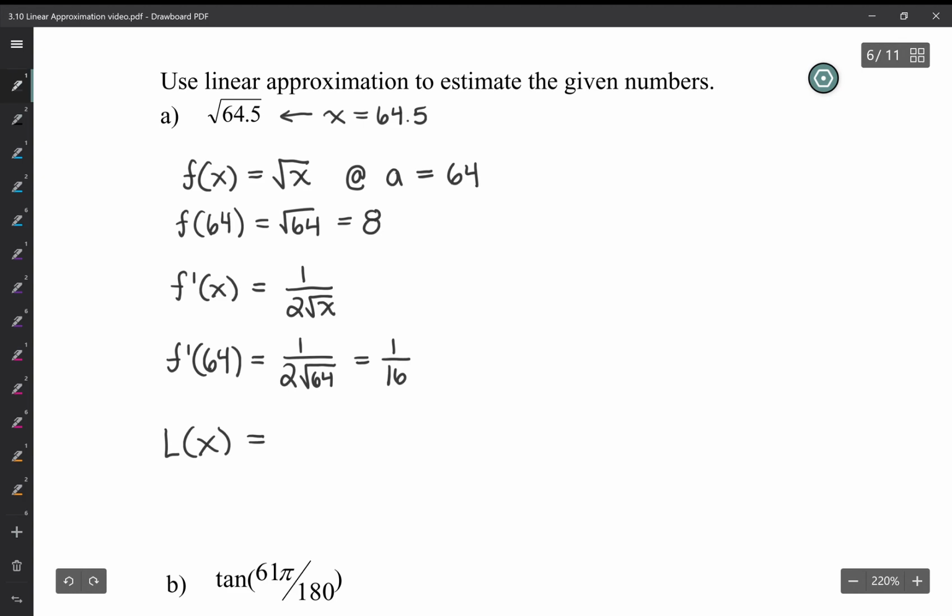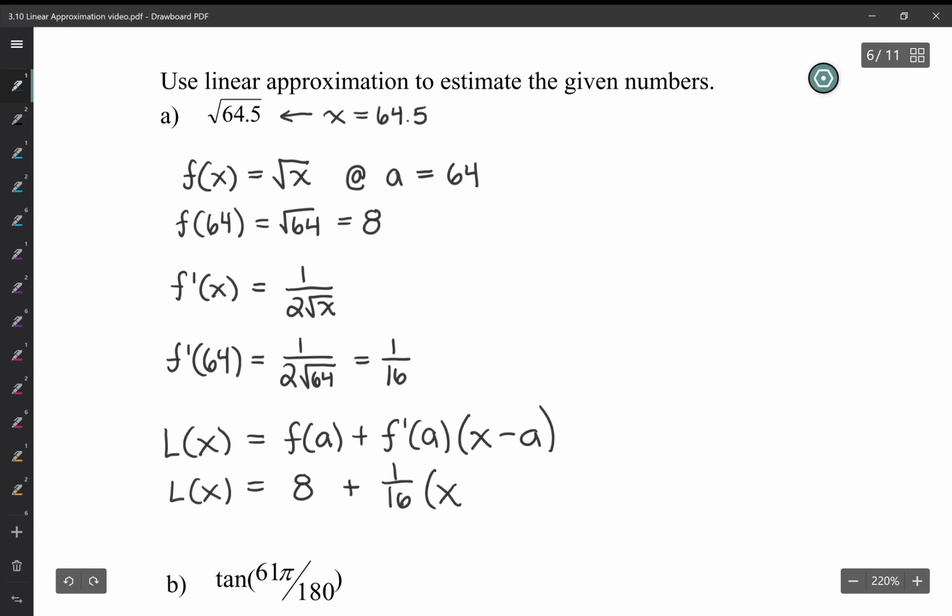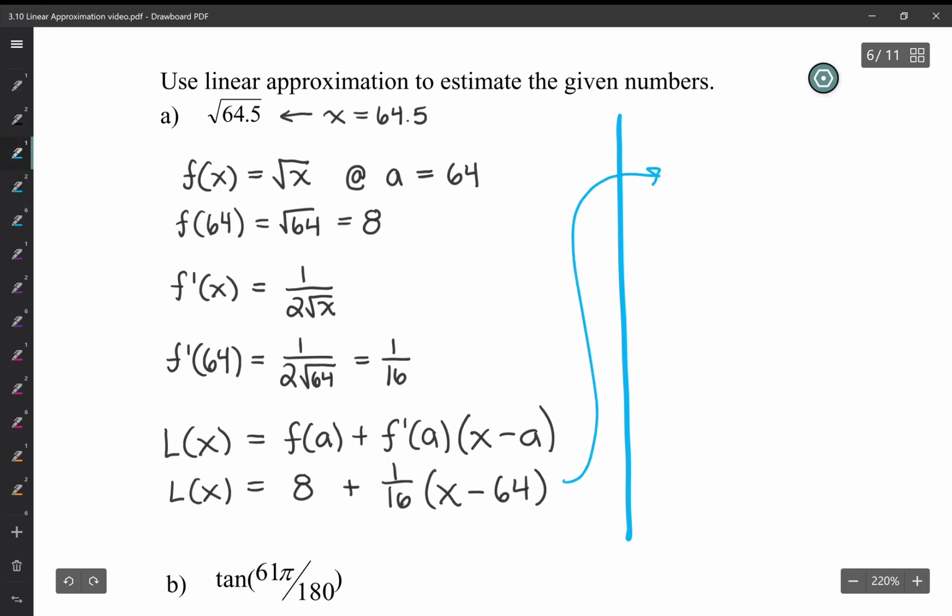L of x is equal to f of a, which in this case is equal to 8 plus f prime of a, which for us is 1/16 times x minus a, so times the quantity x minus 64. We can then use this to approximate the square root of 64.5. That means that we need to find L of 64 and 5/10.